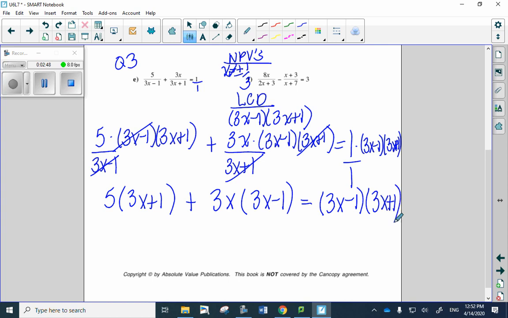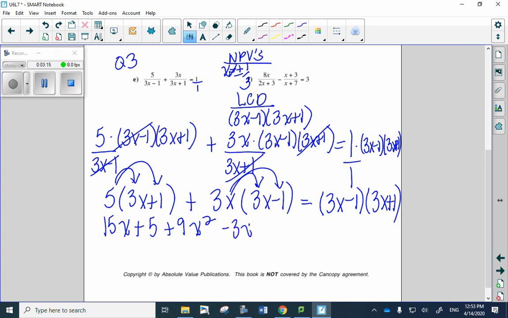Okay, I've eliminated the denominators, so now I can just go and distribute everything. So I'm going to distribute the 5 into the bracket. I'm going to distribute the 3x into the bracket, and then we're going to have to FOIL. So when I distribute the 5, I'm left with 15x plus 5, and then this is plus 9x squared minus 3x equals, okay, we're going to have to FOIL the next 2 terms, and once we FOIL, we're left with 9x squared minus 1. Okay, what do you notice?